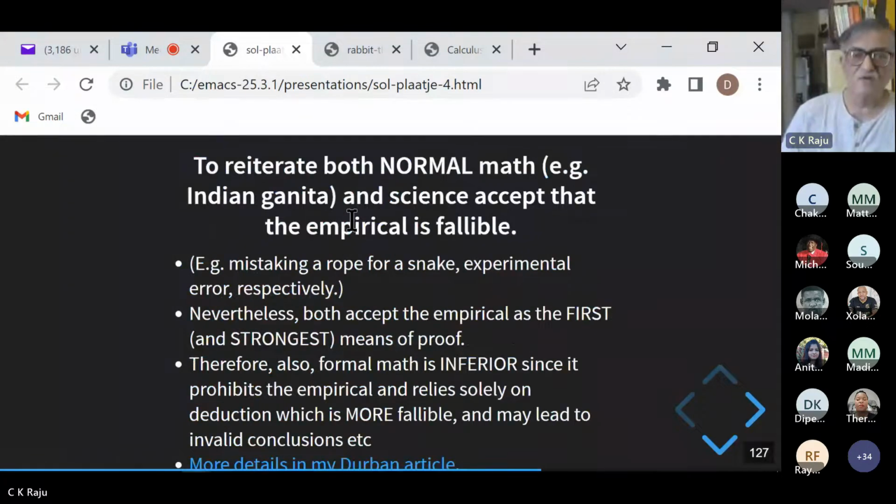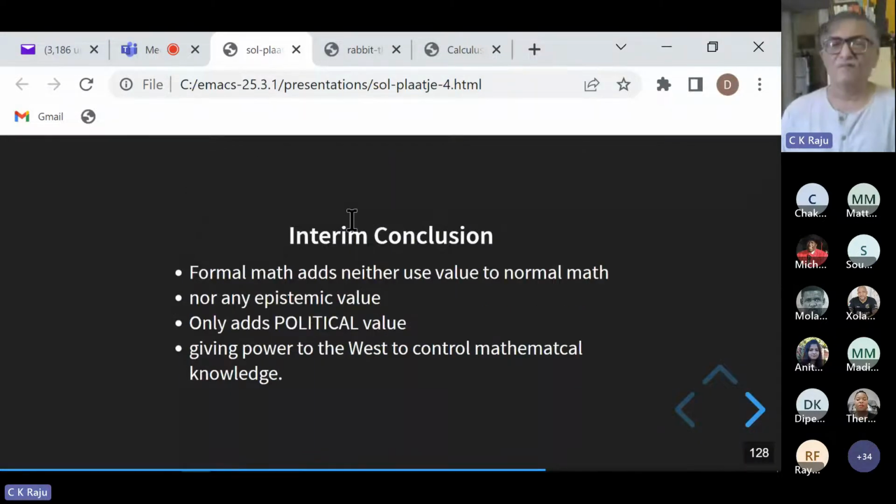All right. So anyway, the point is that deductive proof is very unreliable, and formal math does not add any use value, does not add any epistemic value. It adds political value, because for what valid axiom you should use, you have to ask the West. If I say I want to teach calculus without real numbers, you have to ask the West. They control it. So it gives power to the West to control mathematical knowledge.